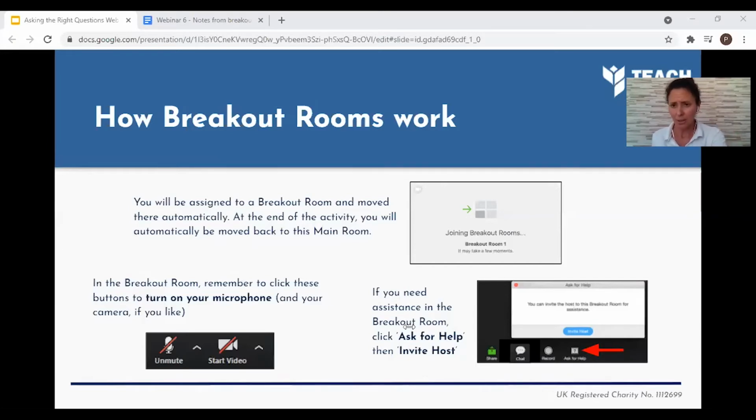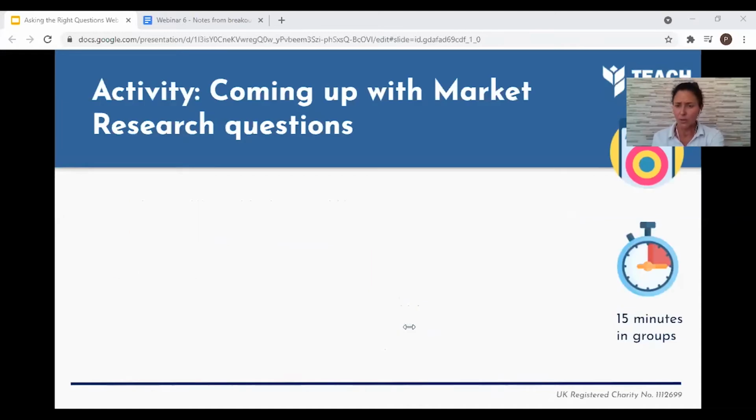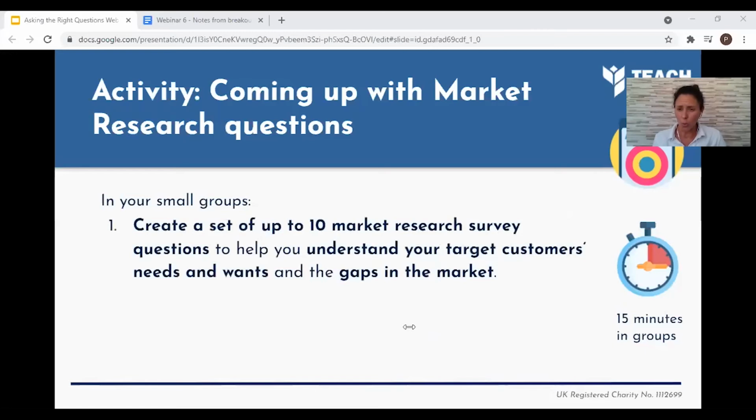Having said that, let's have a look at what the activity is about. So you will have 15 minutes for this activity, and you're going to be working in groups of 6. So in your group, imagine your business idea is to produce and sell liquid soap. Okay? Business idea, produce and sell liquid soap. So we would like you to create a set of, we'll say up to 10, market research survey questions to help you understand your target customers' needs and wants and the gaps in the market.